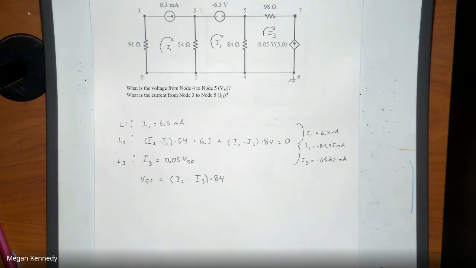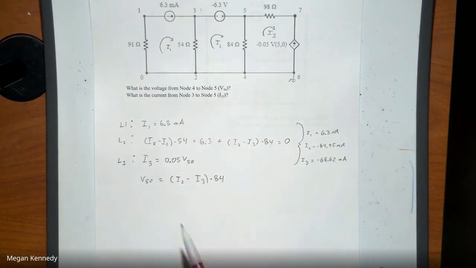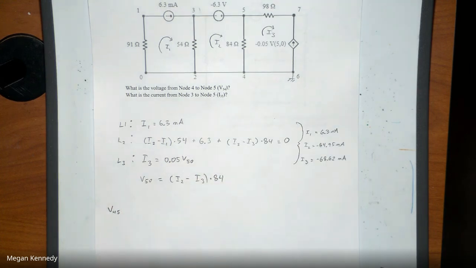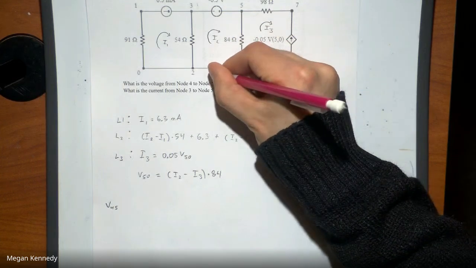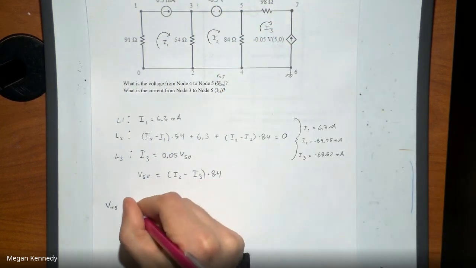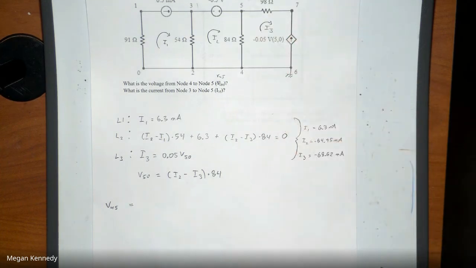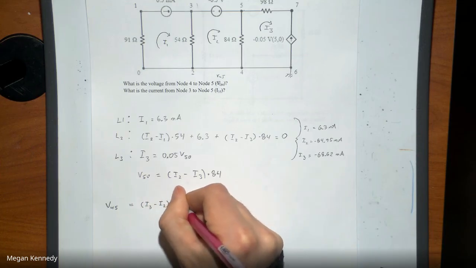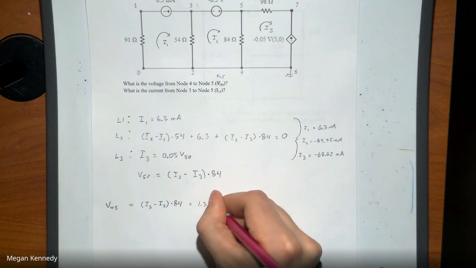All right, now we can actually solve some of the stuff that we're asked to solve. So the first bit is going to be the voltage drop from node 4 to node 5, that is V45. It says V54 up there, same magnitude, it'll just flip the sign. So I'm going to scratch this out and say V45. And that is going to equal the currents flowing up from here to here, so I3 minus I2 times the 84 ohms. And that is going to give us 1.37 volts.